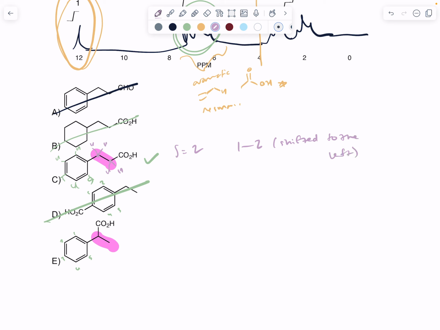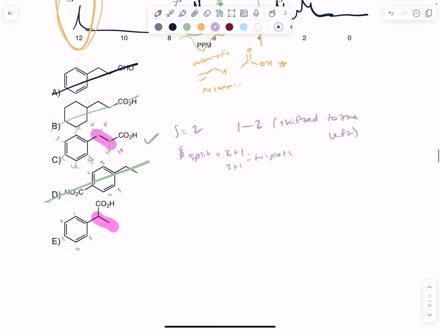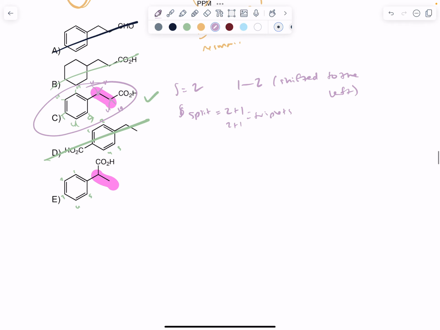And then the splitting pattern: this one right here on the left has 2 neighbors, so the split is going to be 2 neighbors plus 1. And the one on the right also has 2 neighbors plus 1. So these are both going to be triplets. So 2 that integrate to 2 that are both triplets, well, we have that. So that is probably our answer, but just to check, let's come down here.